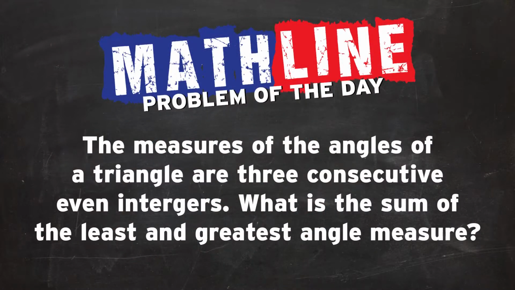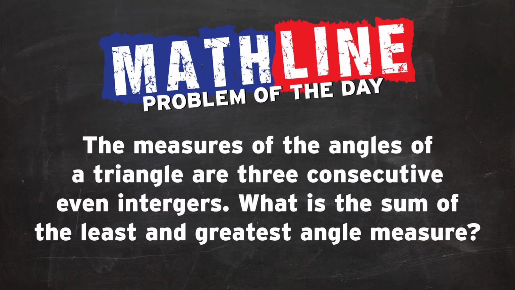Let's check out our problem of the day. Problem of the day says, measures of the angles of a triangle are 3 consecutive even integers. What is the sum of the least and greatest measures? All right, so we're going to take a look at this one.